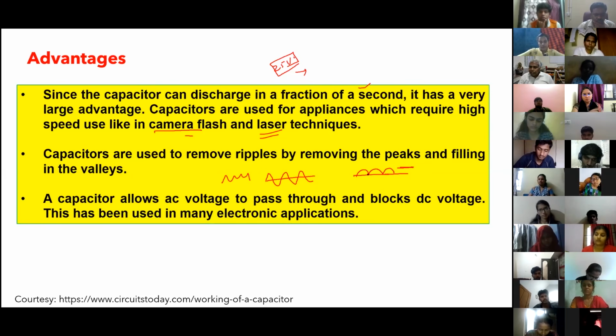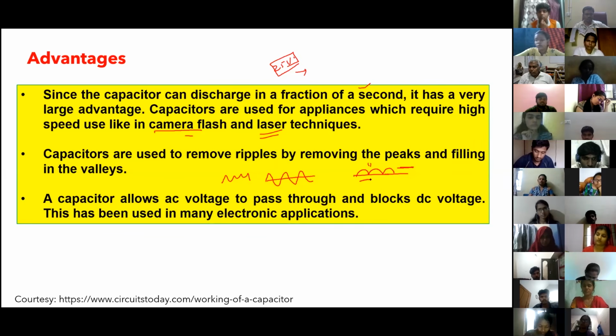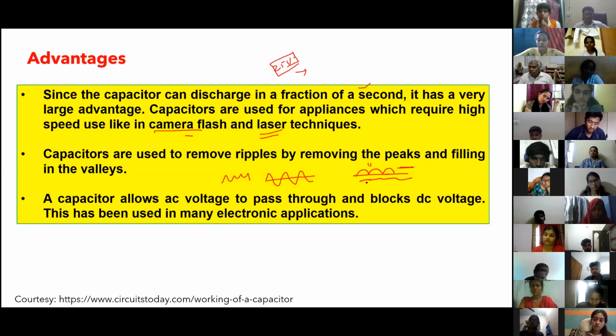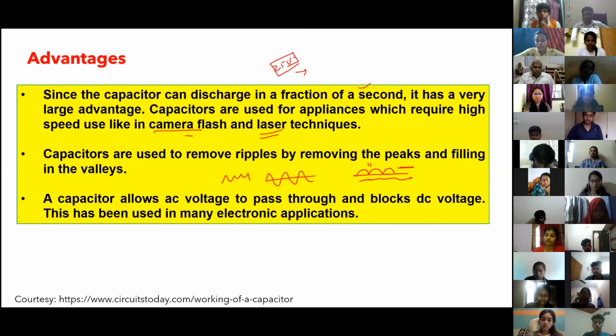So whenever it has the lower end, the gap, they connect a capacitor here. When the voltage goes below, this capacitor supplies the current and the voltage. So this will be only slightly lowering, that's all. So these ripples will be removed, and that's done by the capacitors, okay? And capacitors allow AC voltage to pass through and block DC voltage, and therefore they can be used in rectification, okay? Rectifiers, okay?